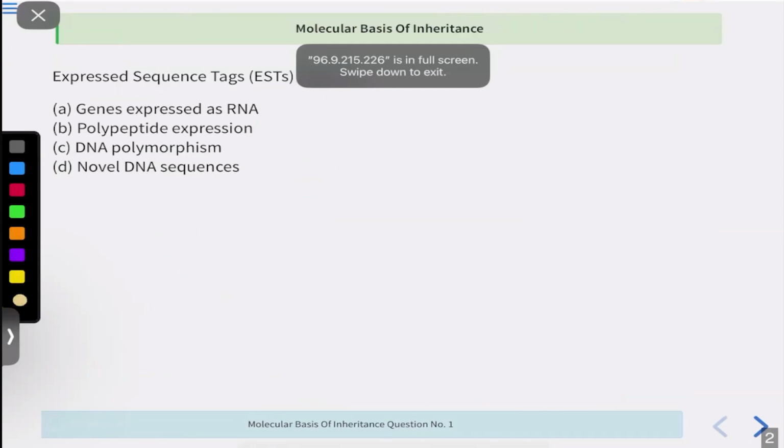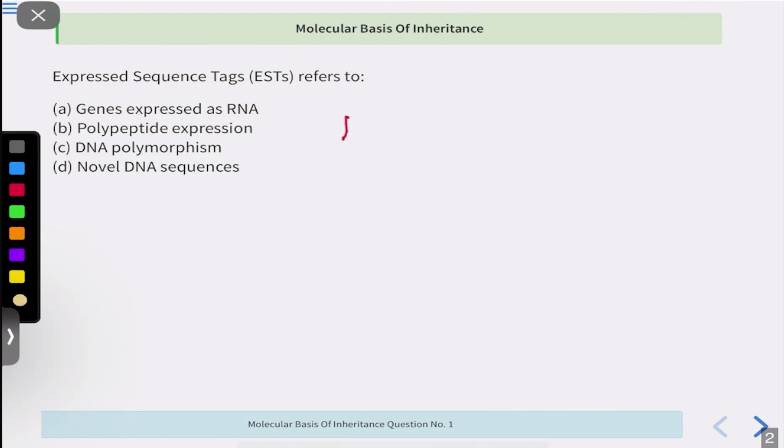Expressed sequence tags are what? So see, expressed sequence tags. I just gave you an overview of the central dogma. I will draw it again. DNA is transcribed to RNA. RNA is translated to proteins, and DNA itself replicates to form DNA.